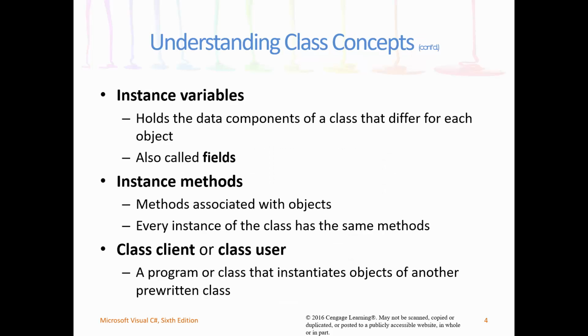So instance variables, as mentioned on the slide here, hold the different data of a class that differ for each object that you created in the class. Instance variables are sometimes called fields. They're sometimes also called attributes. All right? But they're data. The way that you act upon that data, those are known as methods. Sometimes they're called behaviors, but more often they're referred to as methods. Every instance of a class has the same methods.